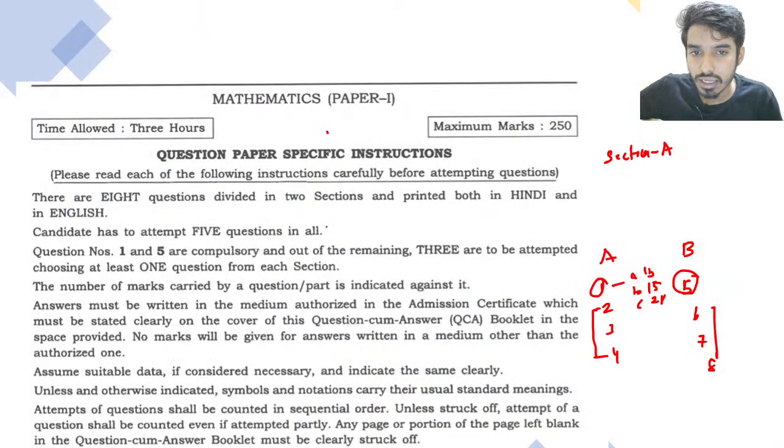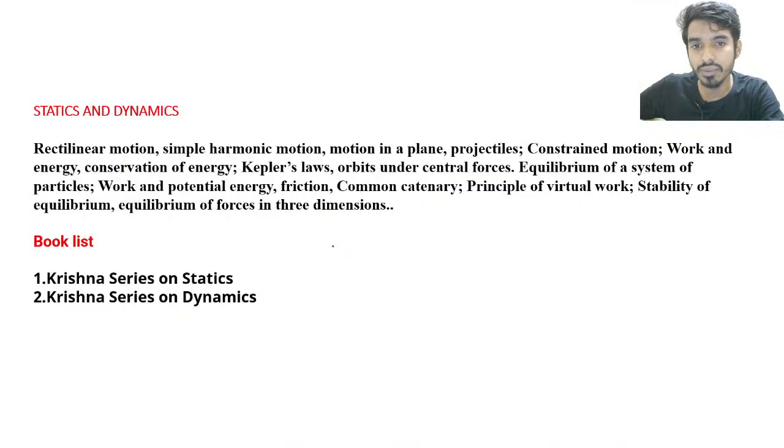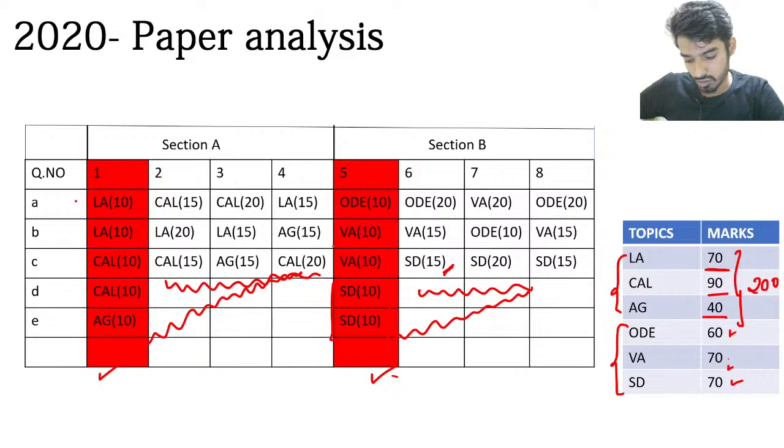You can see the number of marks. 3 questions are to be attempted, at least 1 question from each section, right? That means except 1 and 5, you need to write at least 1 question from each. So you can choose 1 from 6, 7, 8, and you can write 2 from 2, 3, 4, or you can write 1 from 2, 3, 4, or you can write 2 from 6, 7, 8, right? Yes.